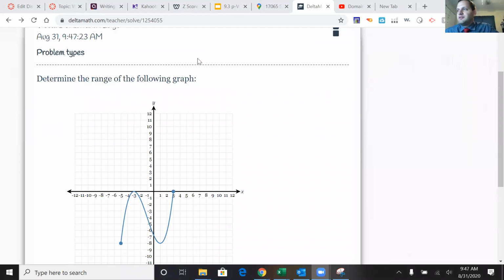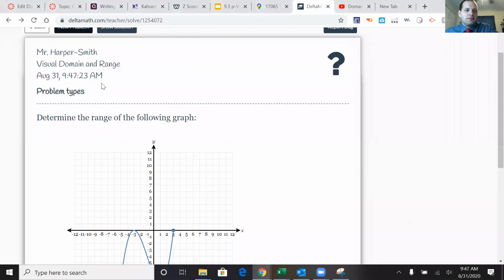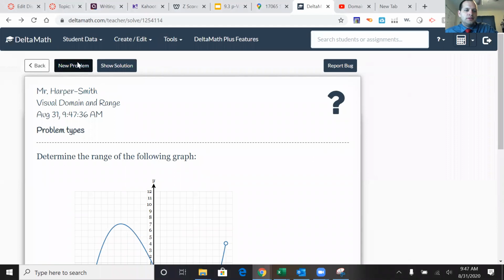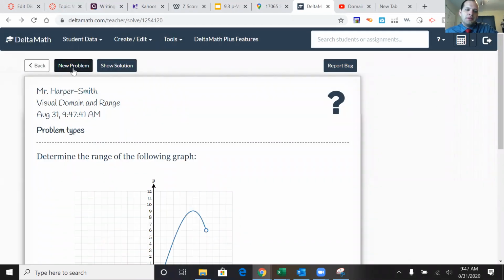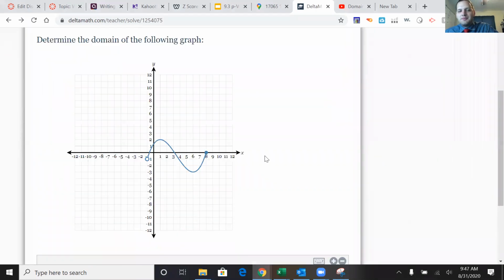Well, what is the range? Well, we don't want range problems. I'm sorry, we just want domain problems. Range, range, range, range. Oh, come on, give me a domain. Domain. There we go, let's do a domain problem. All right.